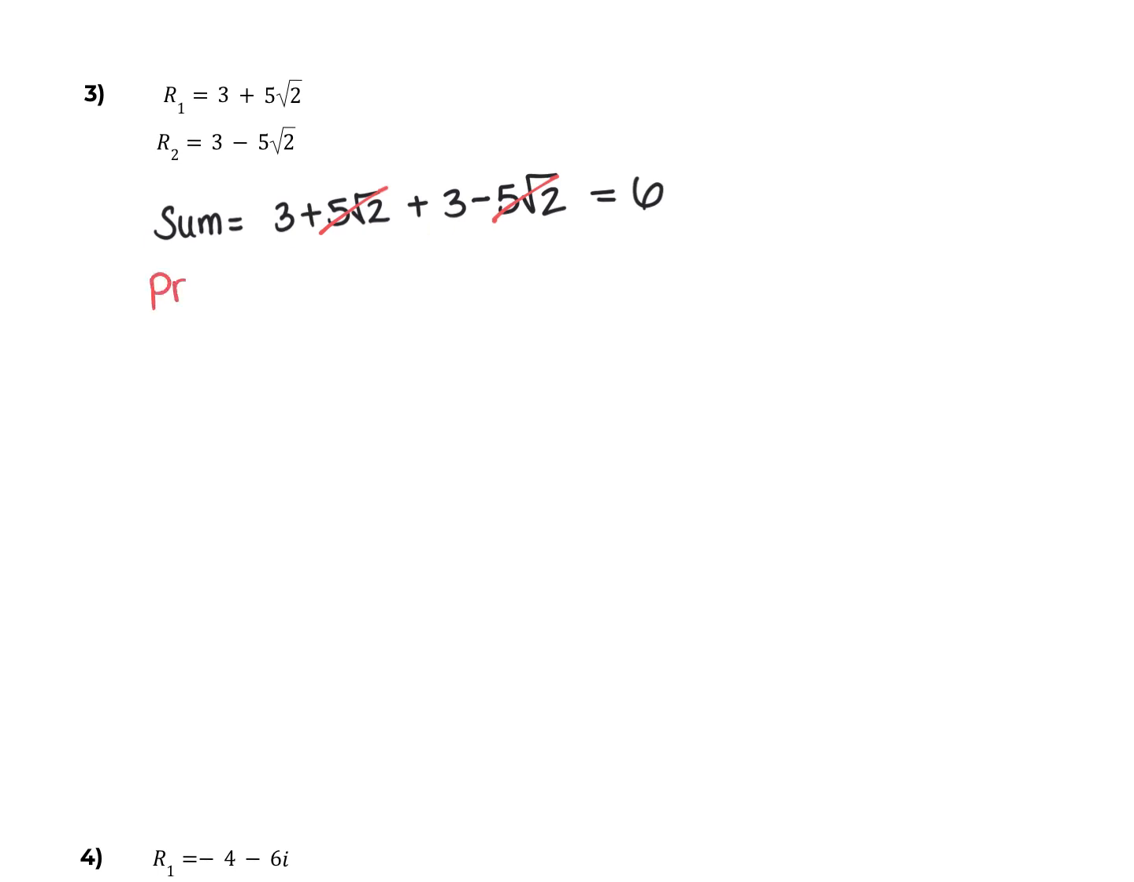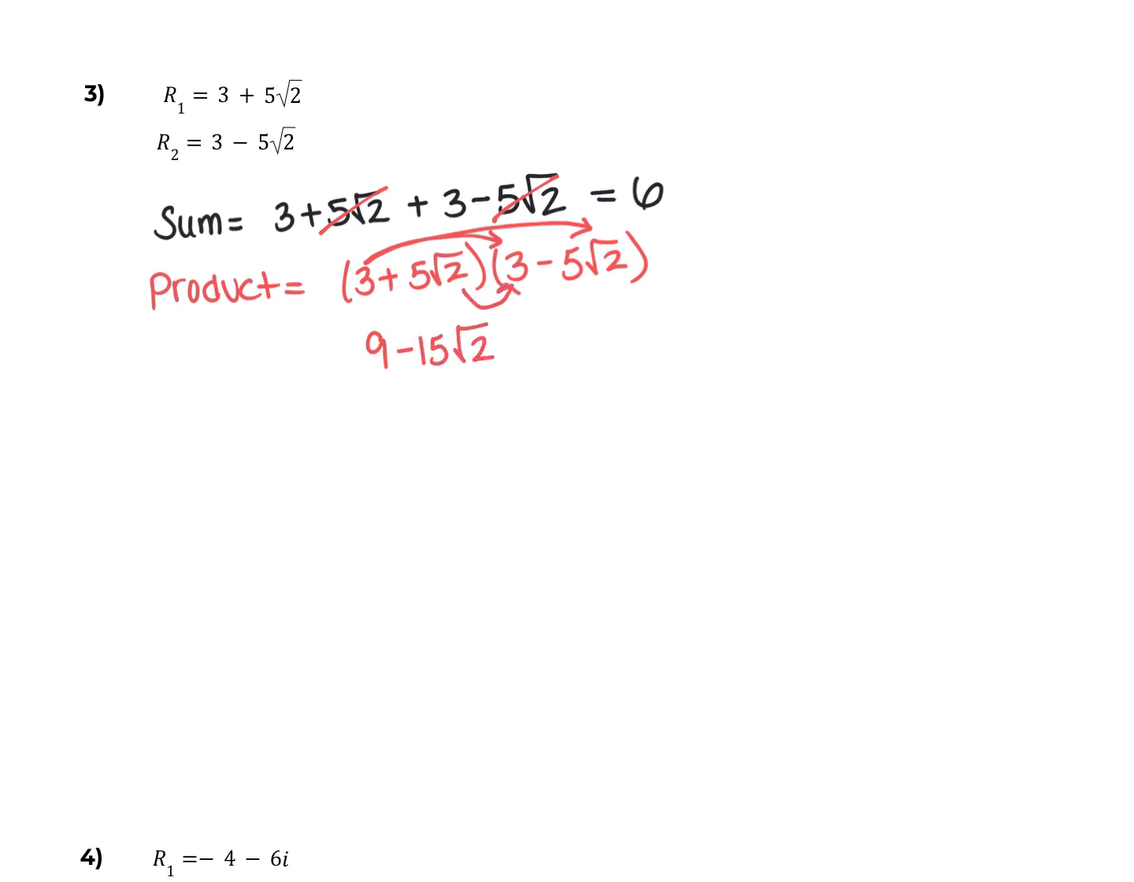Then we have the product. Product means to multiply. So we're going to take 3 plus 5 radical 2, and we're going to multiply it by 3 minus 5 radical 2. This might take a little bit of time, but that's okay. We're just going to double distribute. So 3 times 3 gives us 9. 3 times negative 5, you multiply the 3 with the negative 5, and then you just tack on the radical. So 3 times negative 5 is negative 15 radical 2. Same thing over here. You're going to multiply the outside number with this outside number. 3 and 5 gives me 15. So positive 15 radical 2.